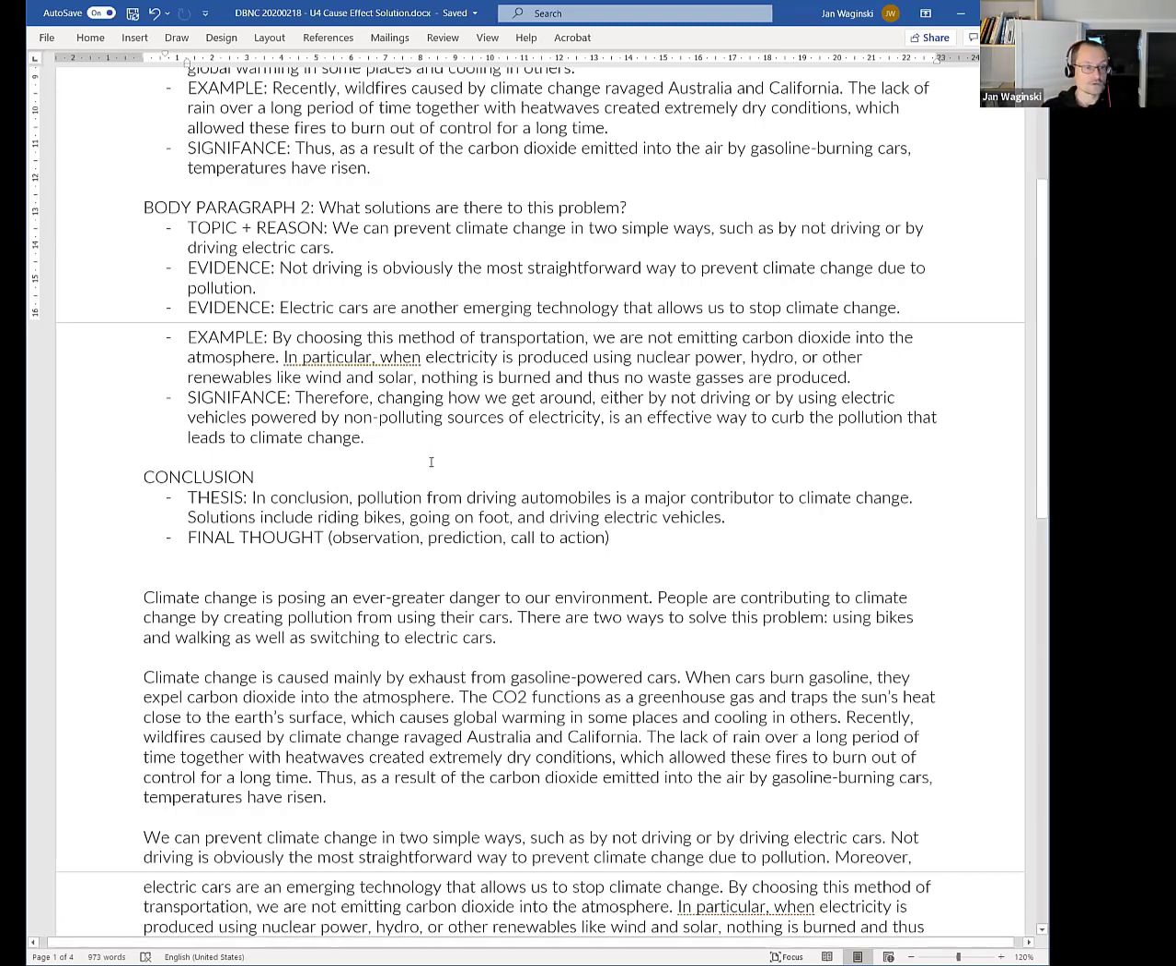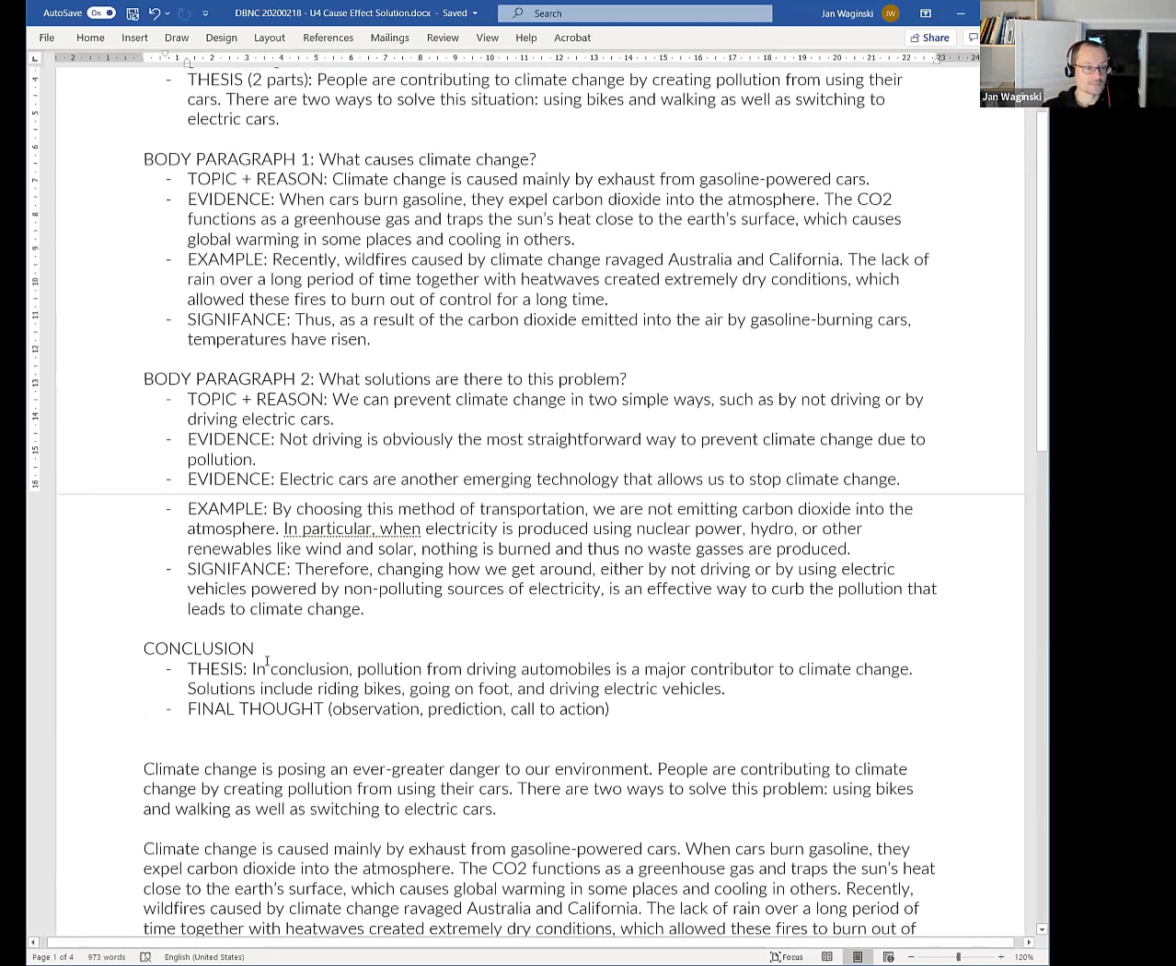If you use this format, it takes care of content because it tells you exactly what content you need to include. And it takes care of coherence, cohesion, because it tells you where to put everything. Right, so it saves you a lot of thinking time because it's really hard to do all these things at once.